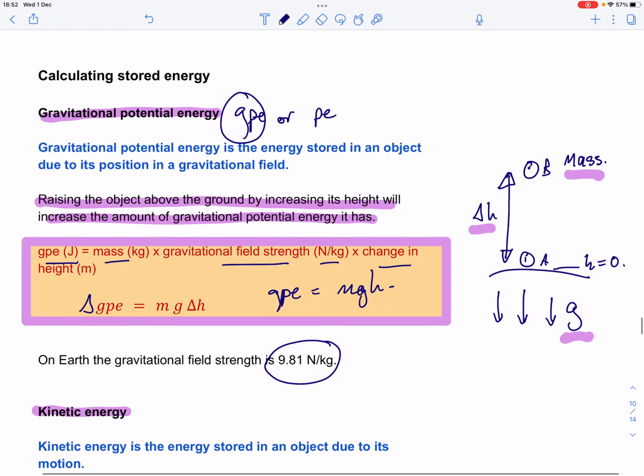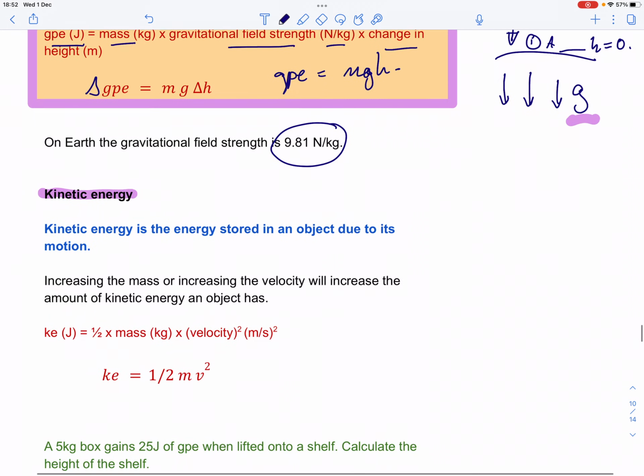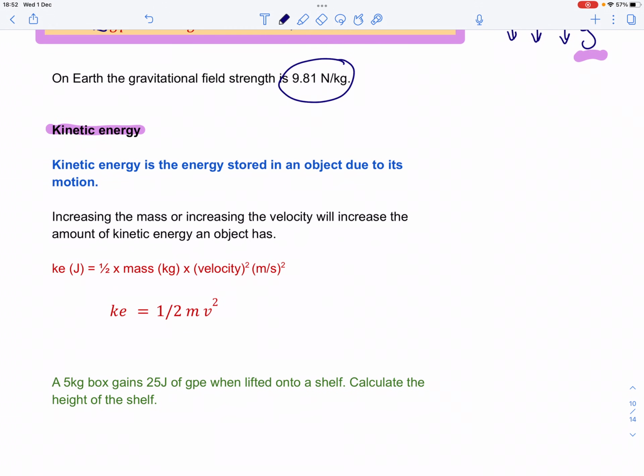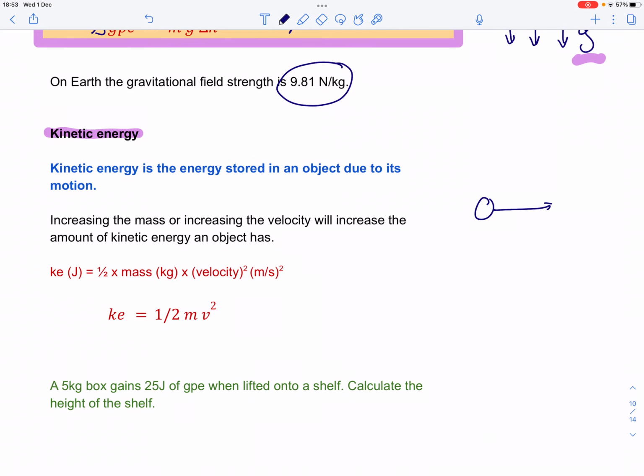Let's look at our second type of stored energy, and this is kinetic energy. Kinetic energy is the energy stored in an object due to its motion. So if I throw the basketball with a velocity v, that's going to give it kinetic energy. It's going to move, from the ancient Greek word for movement. Obviously the velocity of the object will affect the kinetic energy. If it's moving faster, it will have more kinetic energy. And so will the mass. More massive objects, heavier objects, travelling at equal speeds to lighter objects will have more kinetic energy.